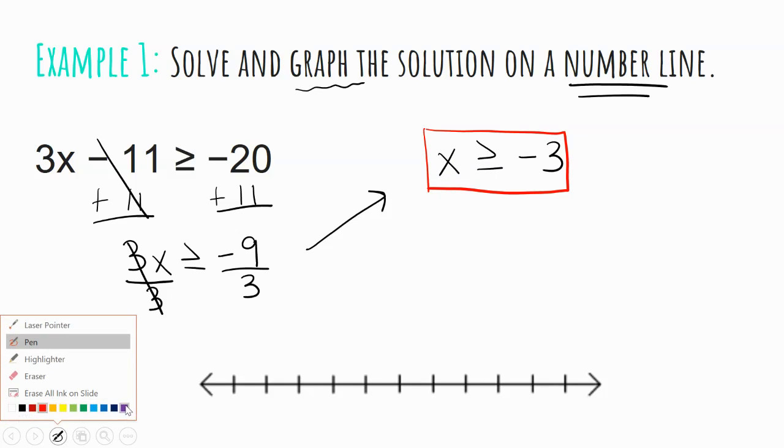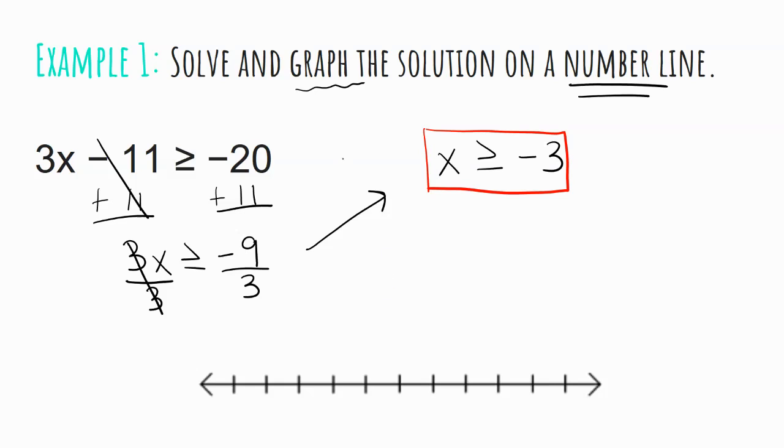Now what I need to do is put this on my number line, okay? Because part of it says solve and graph, right? We need to graph the solution. So first what I'm going to do, since my solution has a negative 3, I'm going to make sure negative 3 is on my number line.